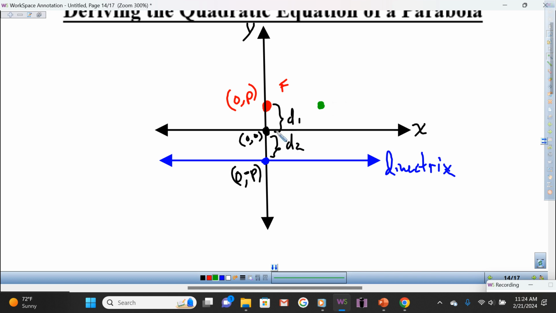So what are we saying, Mr. Q? Well, now that we have a new point, well, guess what? This is still, label it, this is still distance 1, because it's from the focus to that point. But according to the definition, this distance is the same as the distance from here to where? To the directrix, so place a point here. This is our distance 2.